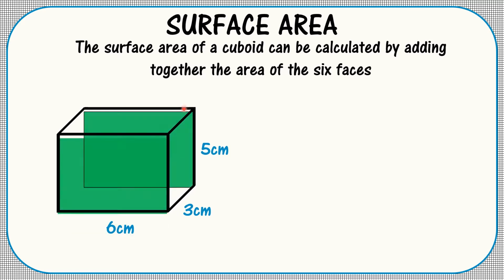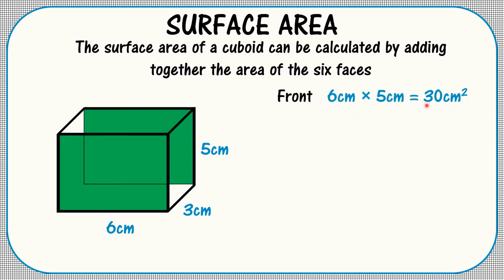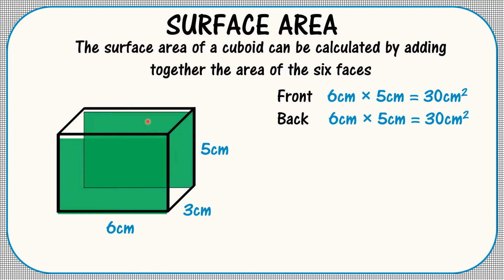Let's go through this. The first faces which we will work out are the front face and the back face. Now to work out the area of this front face is 6 centimeters times by this length. Now if this back length is 5 centimeters, then this front length will also be 5 centimeters. So this is 6 times by 5, which equals 30 centimeters squared. What you should realize is that the front face and the back face are equal. So the front is 30 centimeters squared, the back is also the same.